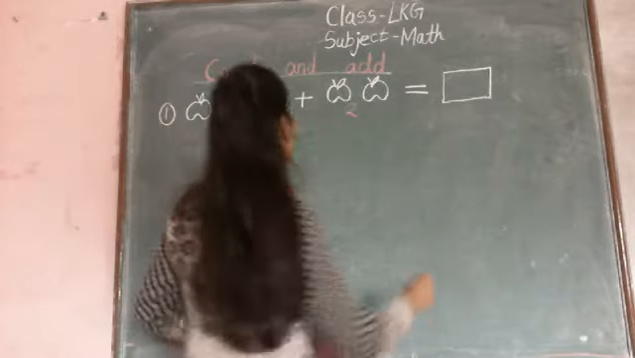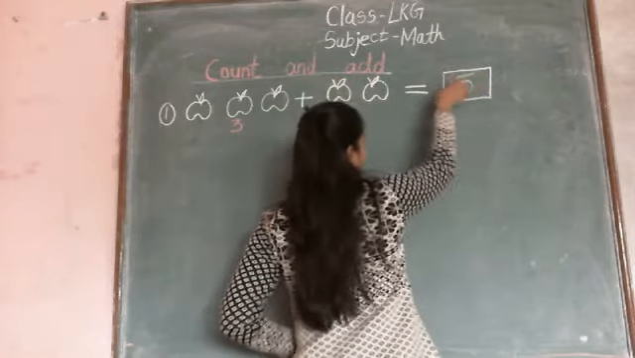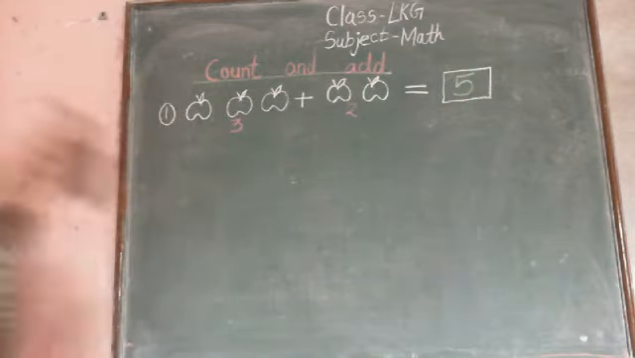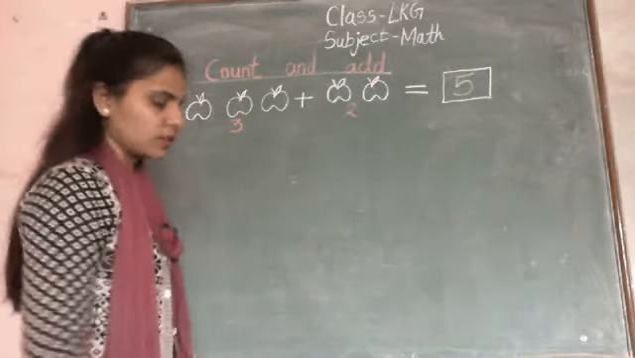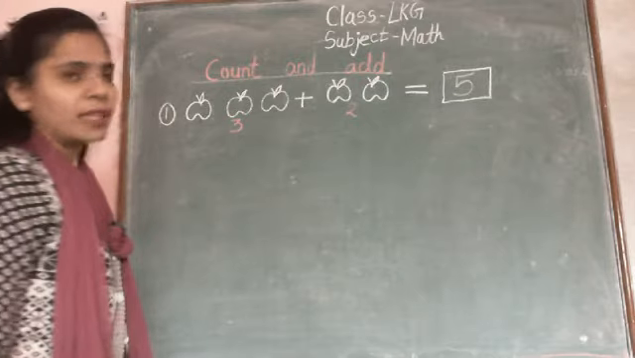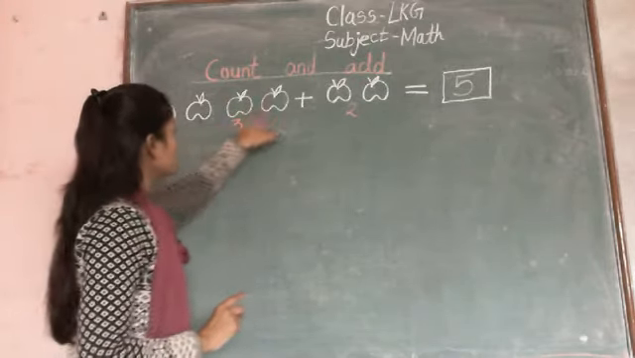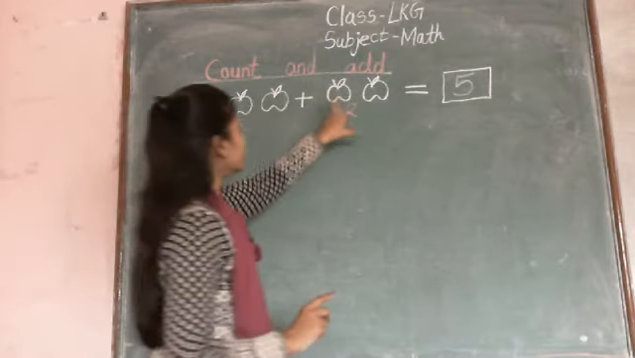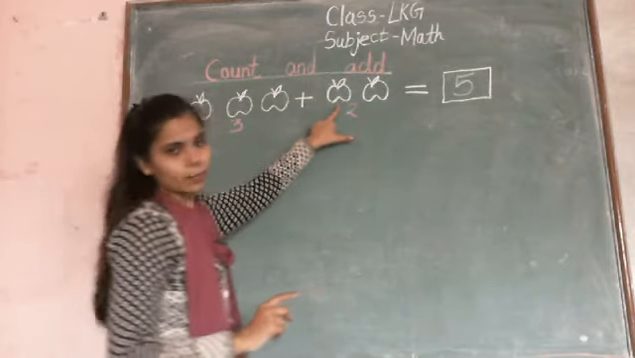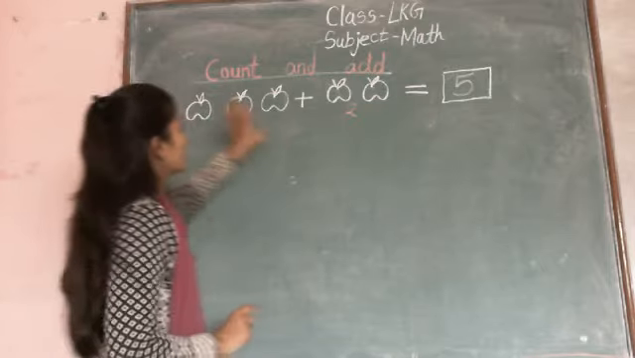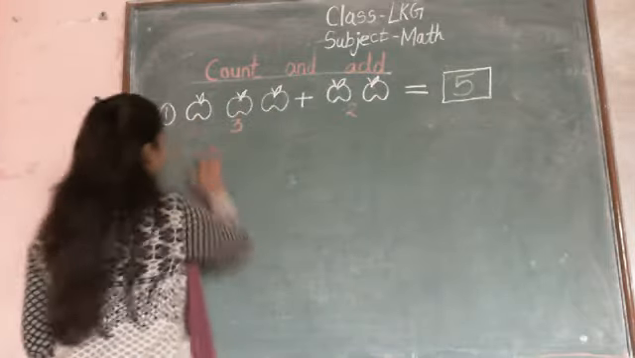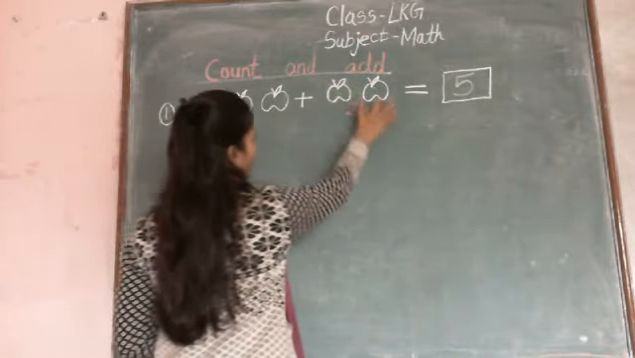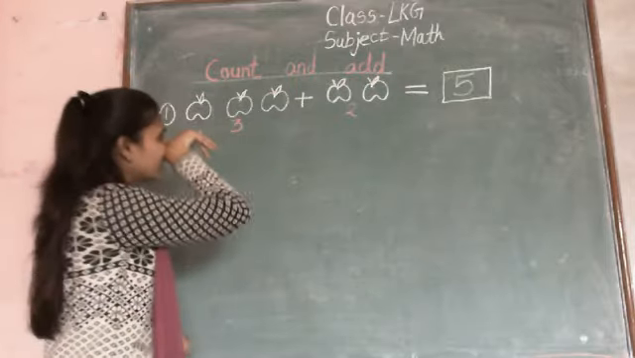Right here, number 5. Okay, so you understand the method of count and add. First you count the thing. 1, 2, 3. 3 apples are there, and here after plus sign, 2 apples are there. So 3 plus 2 is equal to number 5. The things are 1, 2, 3, 4 and 5. So number is 5. Write here number 5.